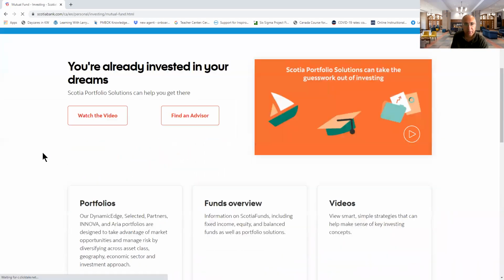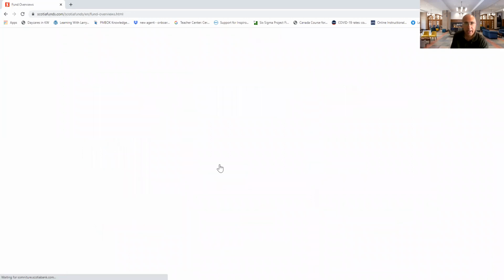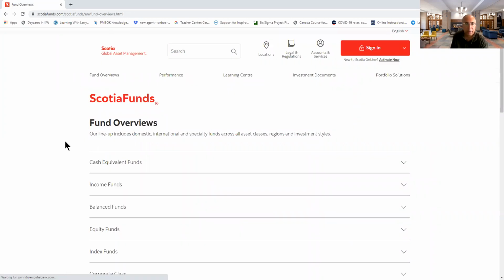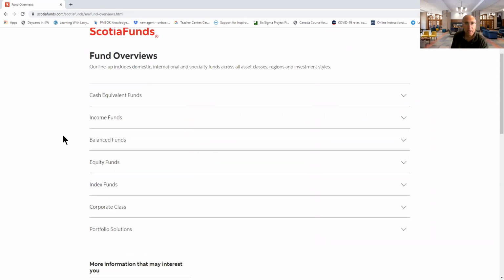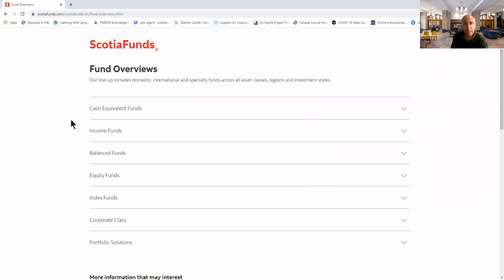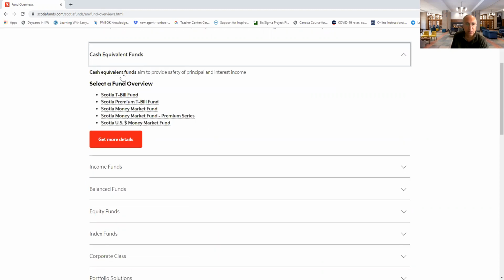we will talk about what are the different types of funds, right? So under funds overview, we can go here. And here we can see that overall there are different classes of mutual funds, right? These are the categories similar to what is in your book. In your book, the conservative mutual fund products are the first ones, and those are the ones here under cash equivalent. So what is the cash equivalent?